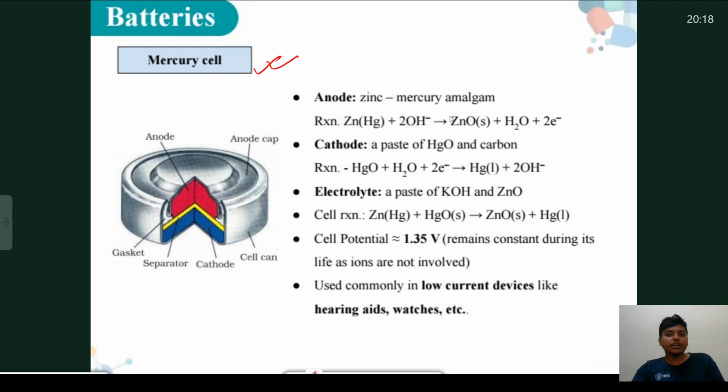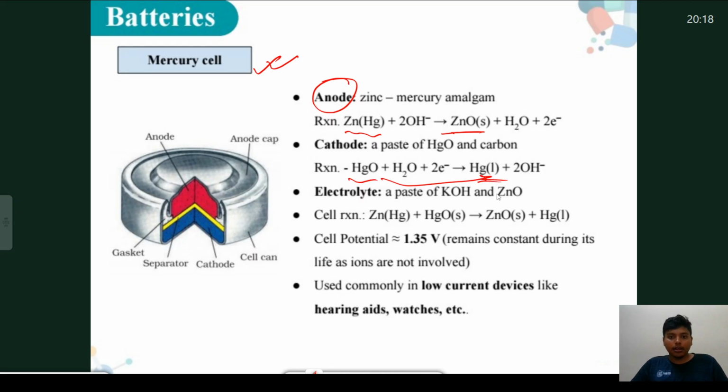In this mercury cell, at the anode we are using zinc-mercury amalgam. This amalgam becomes zinc oxide, and at the cathode we are using mercury oxide, which will become mercury. That's why they say that when it is used up, you have to bury it in the ground, because it releases mercury. That is not good for our health. So you have to bury it in the ground.